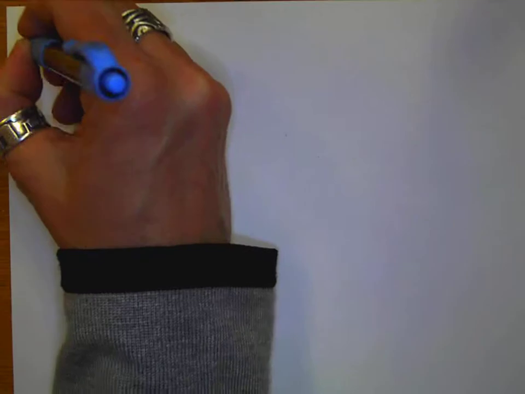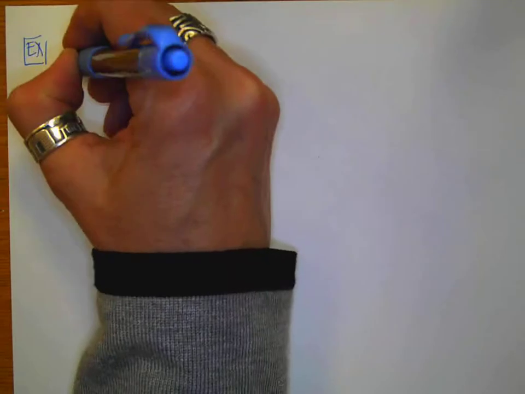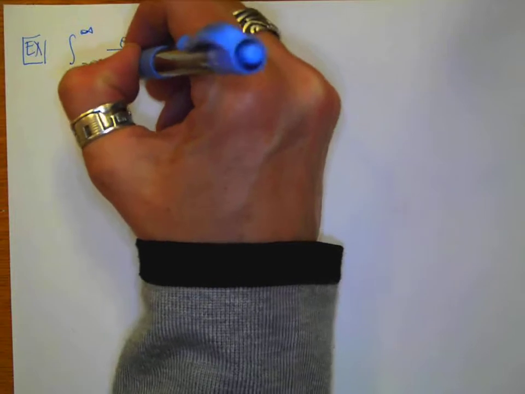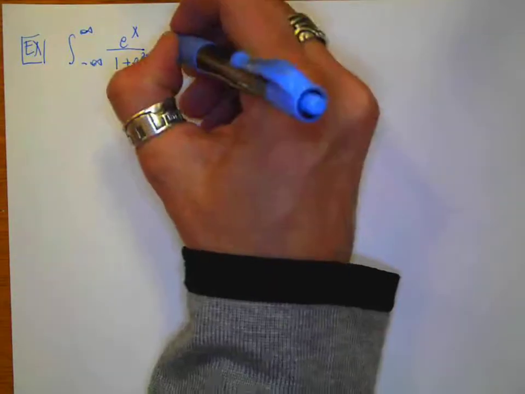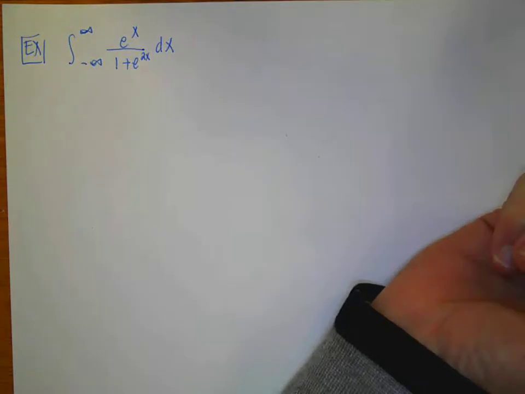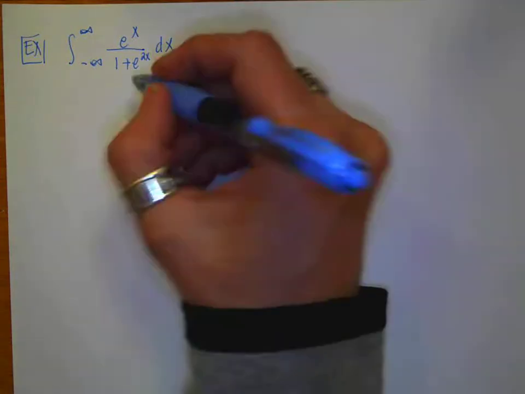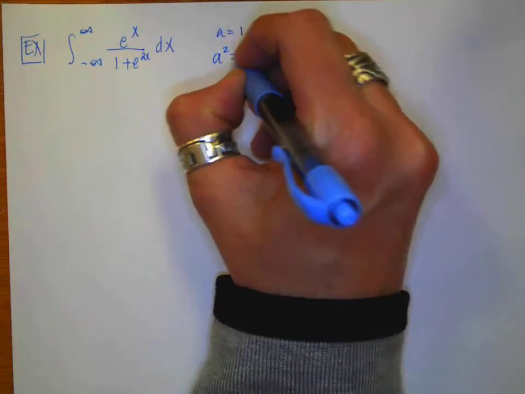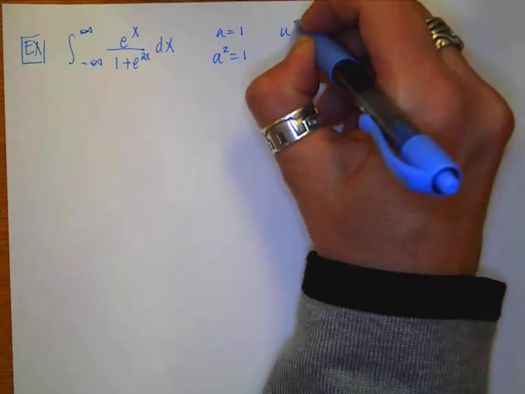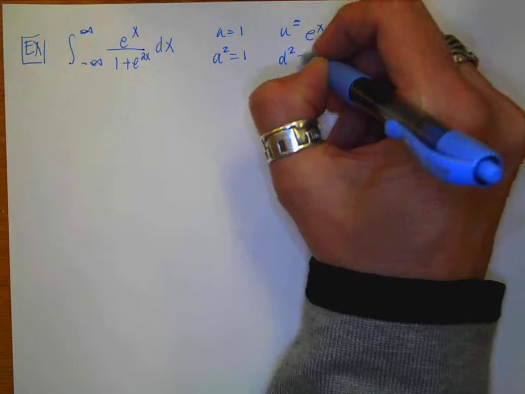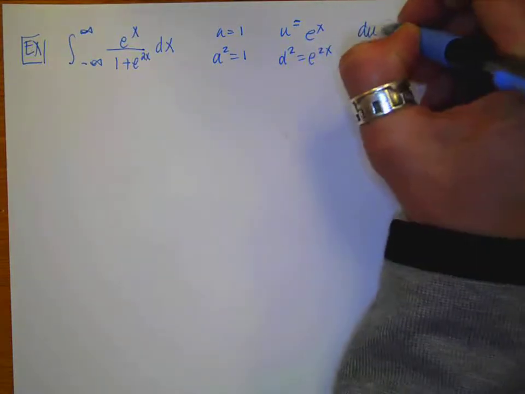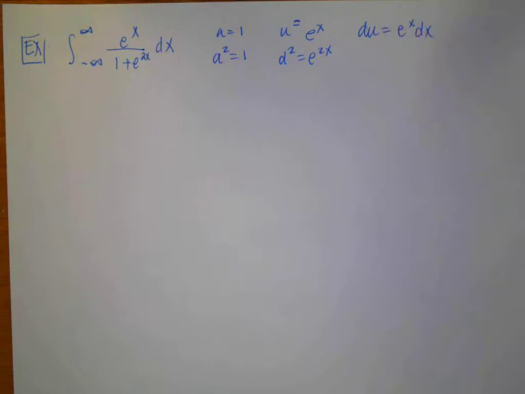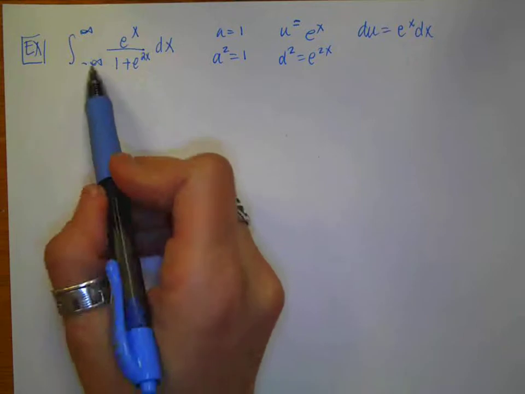Alrighty, the next problem or example that I want to do is the integral from negative infinity to infinity of e to the x over 1 plus e to the 2x dx. Okay, and then in this one, this is also the arc tangent because my a is going to equal 1. My a squared is 1. That was entertaining. u is e to the x, u squared is e to the 2x, and my du is e to the x dx. And so I still have an arc tangent situation.